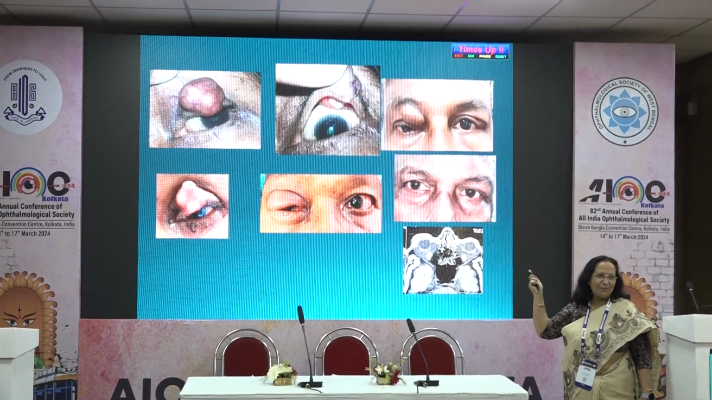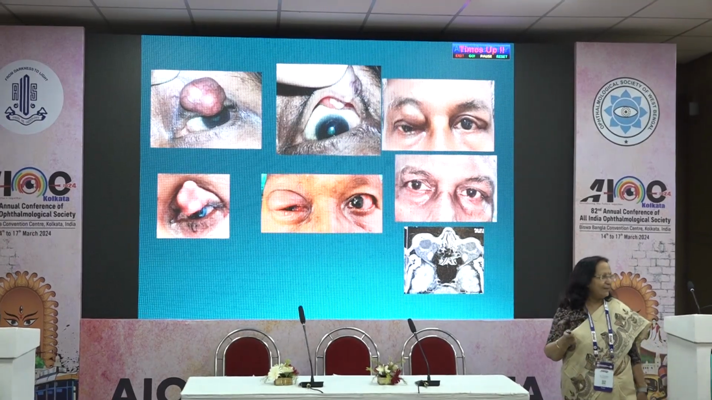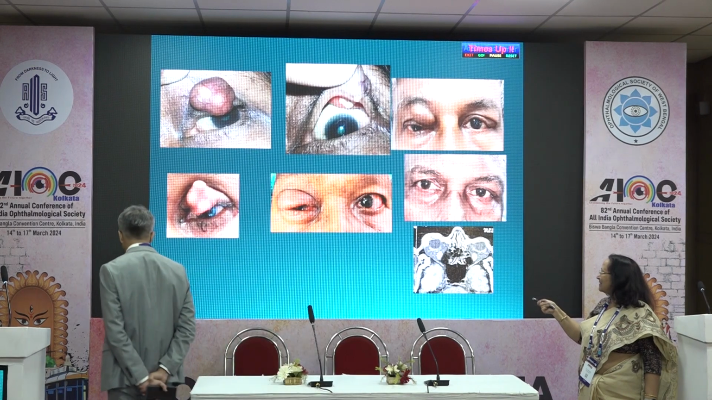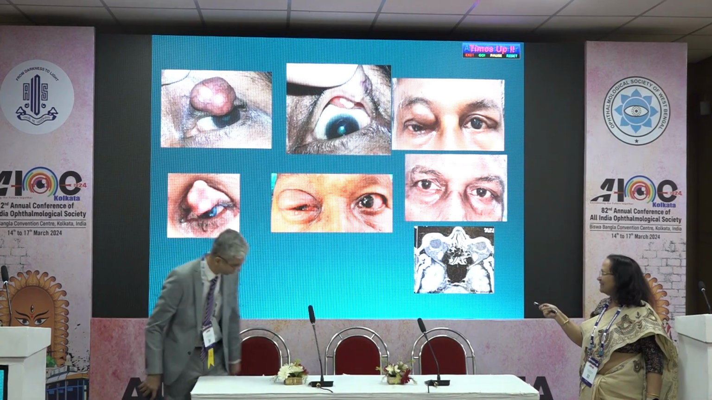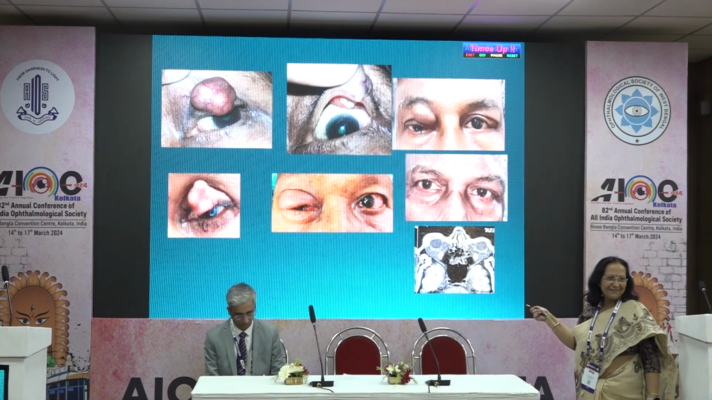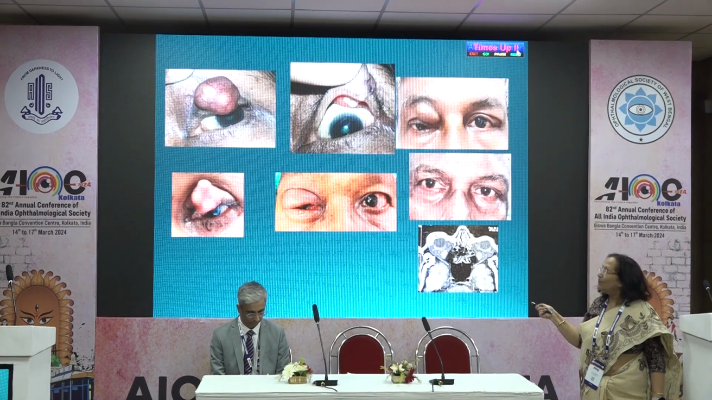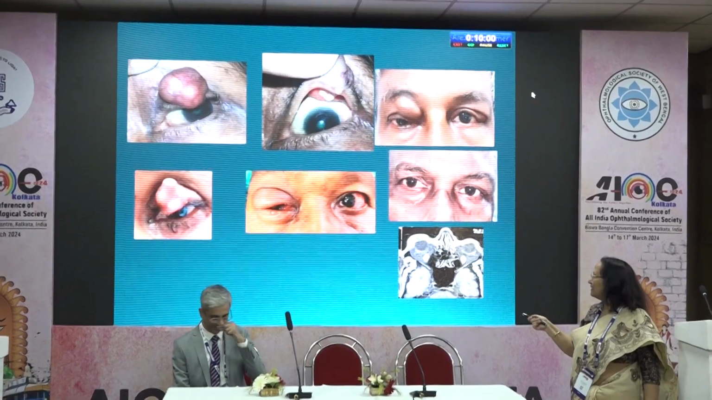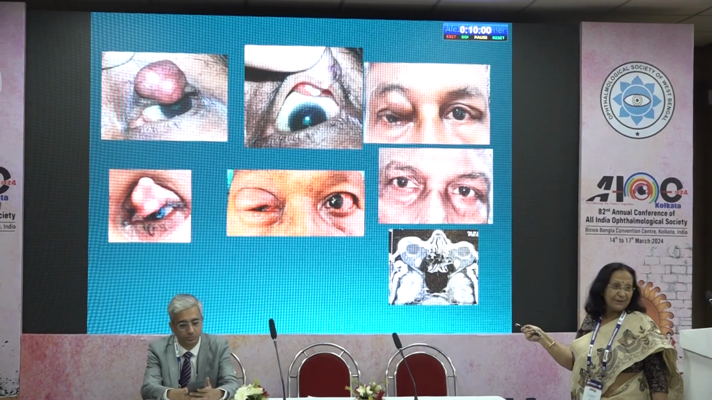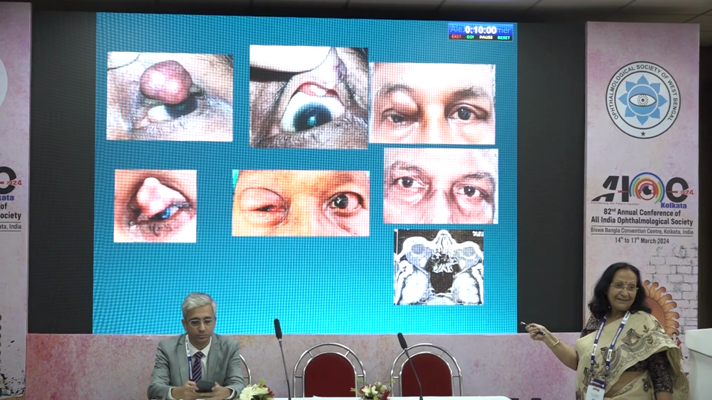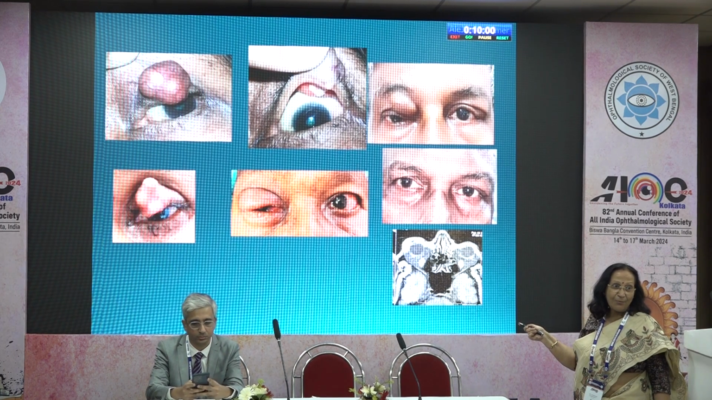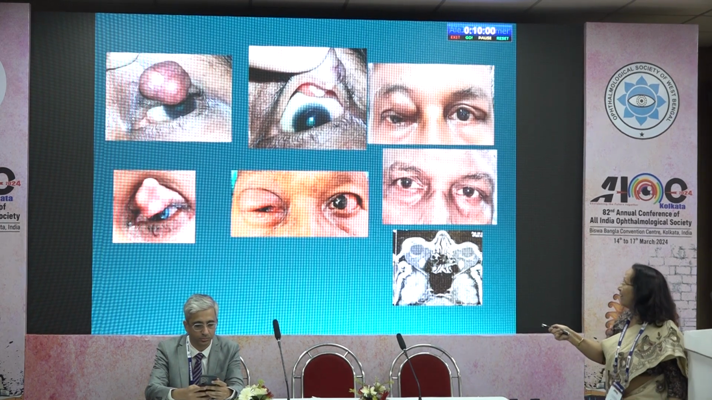This was actually a case of lymphoproliferative disorder. Another patient. What could it be? Diffuse thickening of the upper lid. In the other eye also there is some conjunctival lesion. What could it be? This is a known case of systemic lymphoma. Now it is in the eyelid also.